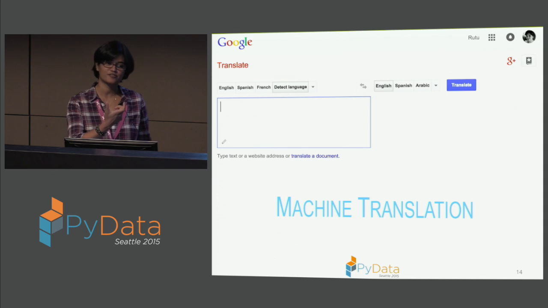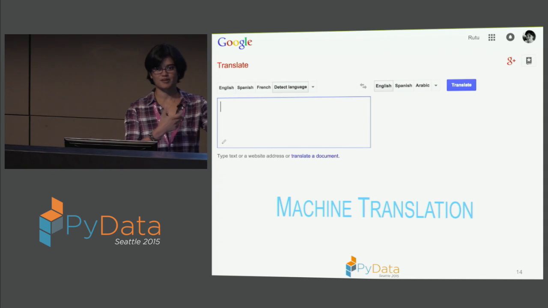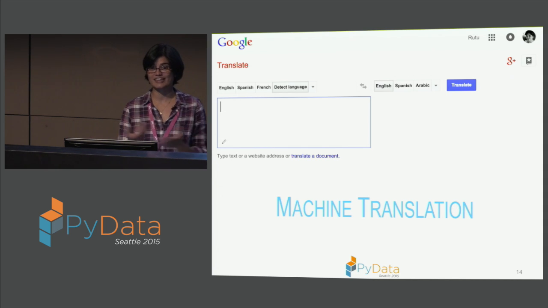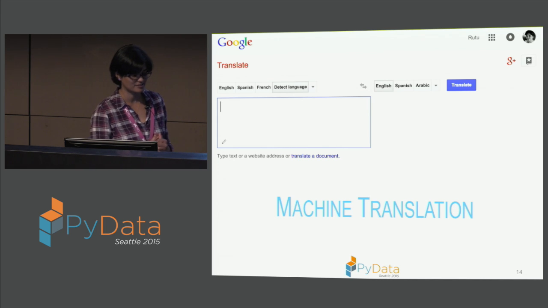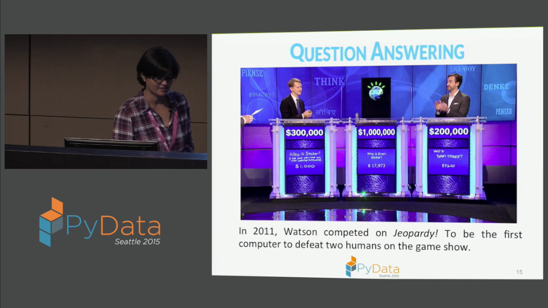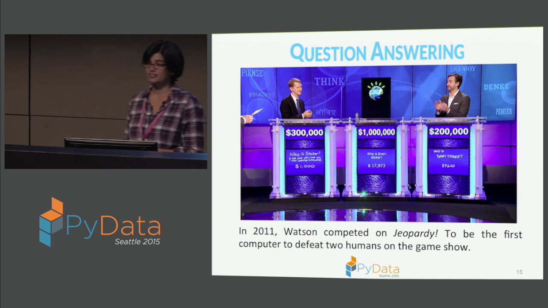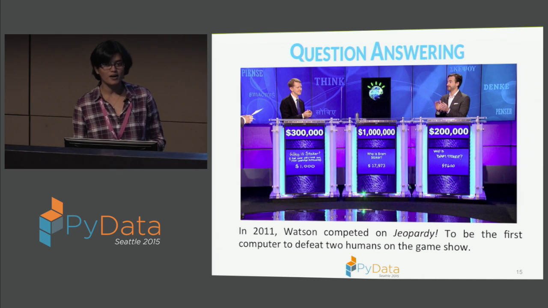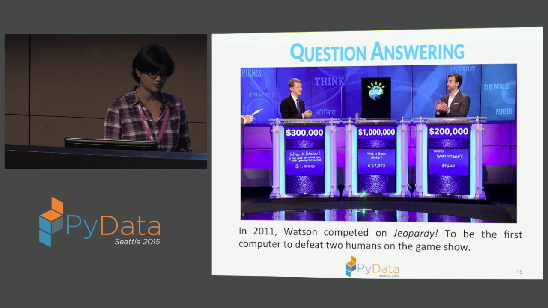Now we can take our smartphones, say something to it, and the smartphone will say the translated version in some other language, which is pretty cool. So machine translation. Question answering, IBM Watson. It participated in Jeopardy and it won against 2 humans, which is pretty cool.